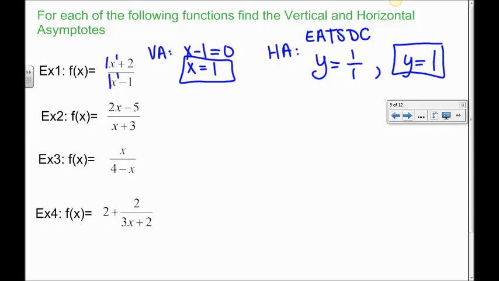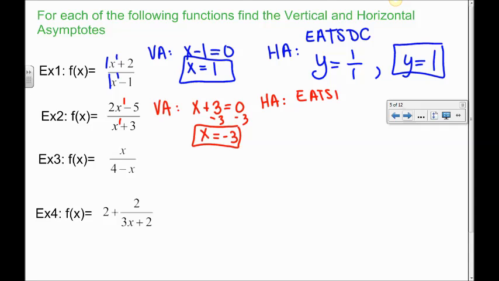Okay, example 2. For our vertical asymptote, again, we're just going to make the denominator equal 0. So x plus 3 equals 0, we'll minus 3, and we get x equals negative 3 as our vertical asymptote. Our horizontal asymptote, we can see again our exponents are both 1, so exponents are the same. Divide coefficients. Our coefficients are 2 over 1. So we've got y equals 2 over 1, or in other words, y equals 2. Because 2 divided by 1 is 2.